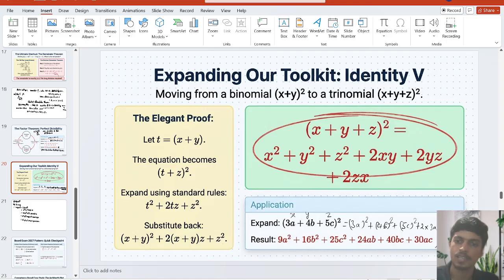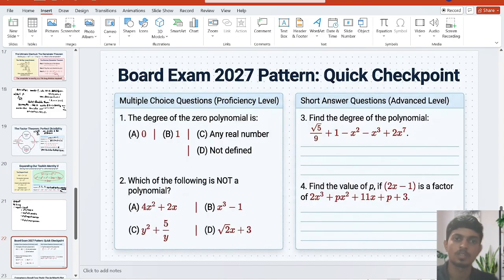You get the expression answers. Okay, so this is expanding our toolkit identities. So next, as I told you already, in the board exam pattern, check whether the degree of the zero polynomial is not defined. I already told you the degree of the zero polynomial is not defined.